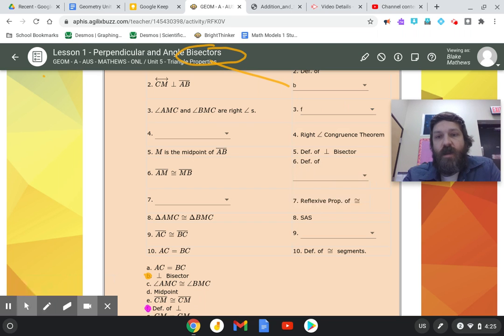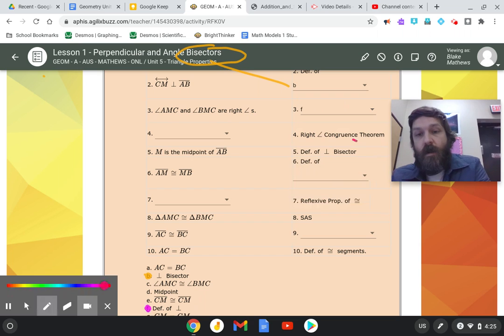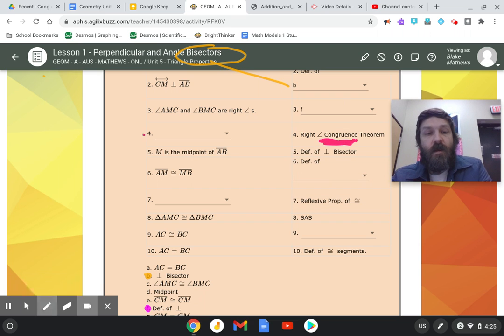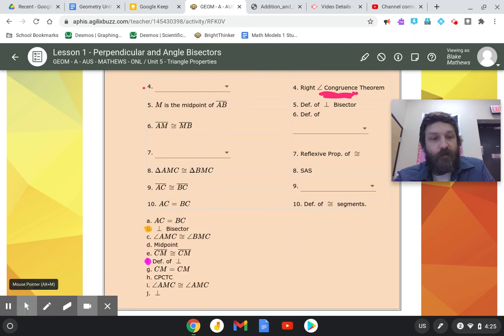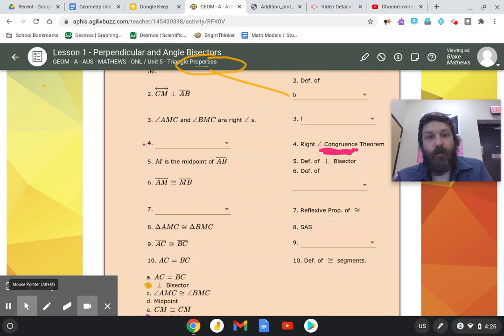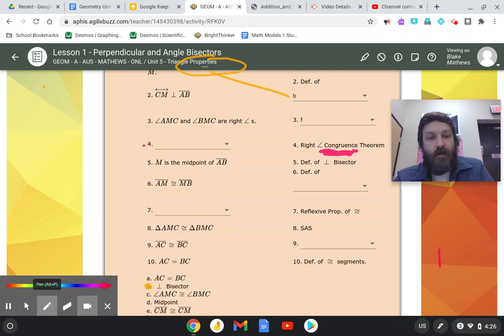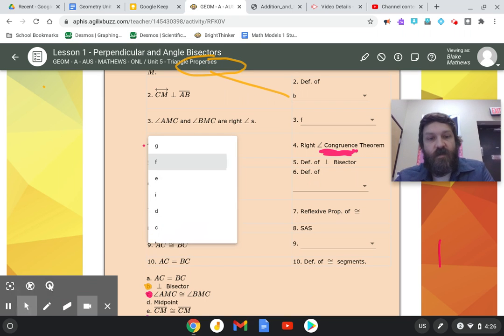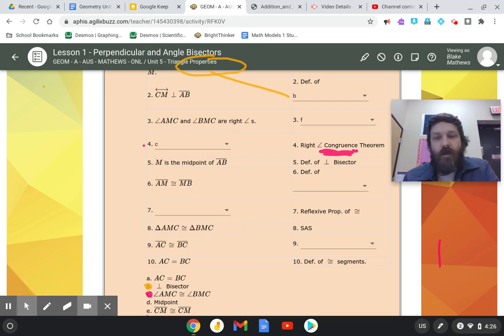Now, we don't have the statement for number 4. We have the reason. It says right triangle congruence theorem. That tells me that there's going to be angles that are congruent. If it says angle congruence right here, then I better have a statement here that is angle congruence. And there's only one down here that works for that. It's going to be the same two angles from the previous part, AMC and BMC. So AMC is congruent to BMC. That's going to be answer choice C. Those two angles are congruent.